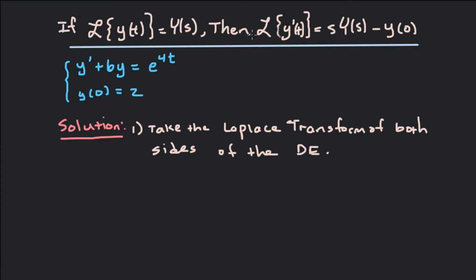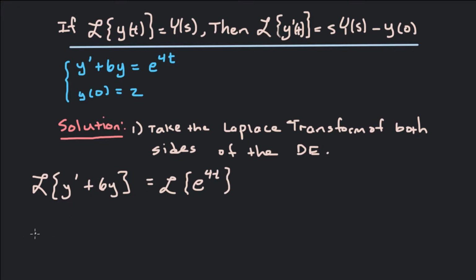Then there's a theorem that tells us that the Laplace transform of y prime of t is equal to s Y of s minus y of 0. Once we have that information, we can solve the differential equation using Laplace transforms. The first step is to take the Laplace transform of both sides of the differential equation. The Laplace transform of the left side is the Laplace transform of y prime plus 6y, equal to the Laplace transform of the right side, which is Laplace of e to the 4t.